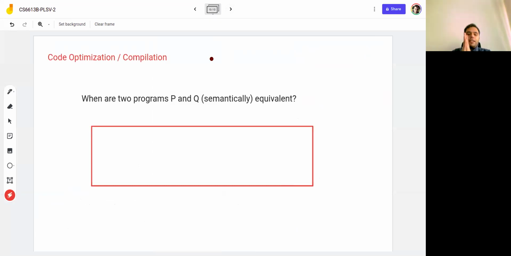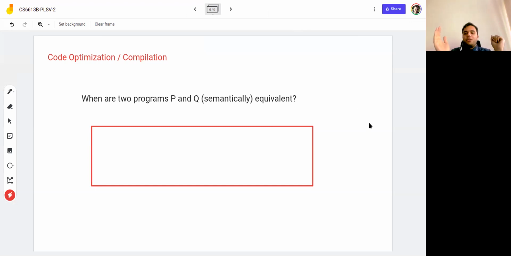Okay, here's another use case. At the very beginning of the previous session, I asked you something about code optimization. I asked you whether we can do an optimization and whether a specific optimization is correct or not. As you might expect, again, in order to show that an optimization is correct, we need to have a formal definition of what correct means, just the same way that we had a formal definition of what terminating means.